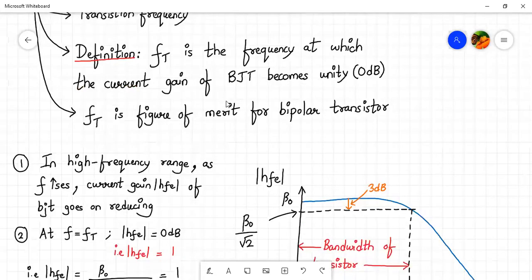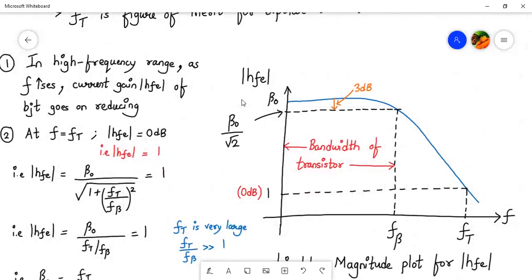So let's continue our discussion from where we left off. Over here in the high frequency range, we have seen up till F beta, and we know what happens up till F beta. Now the current gain continues to fall further down. As you can see, at higher and higher frequency, the gain, the current gain HFE value, will continue to fall. At F equal to FT, the current gain becomes unity or 0 dB. That particular frequency is called the unity gain frequency or the transition frequency.